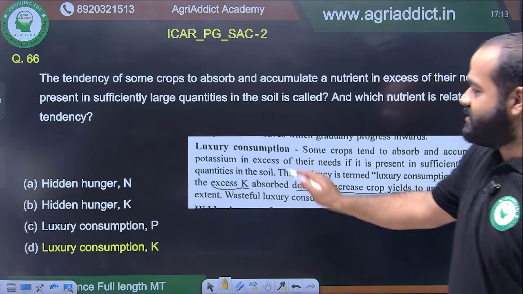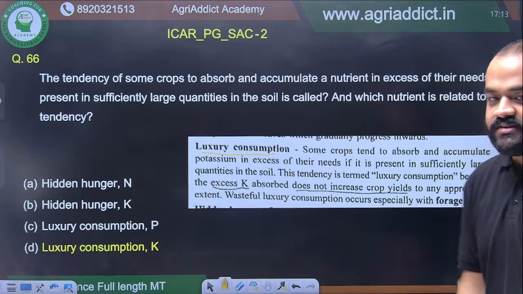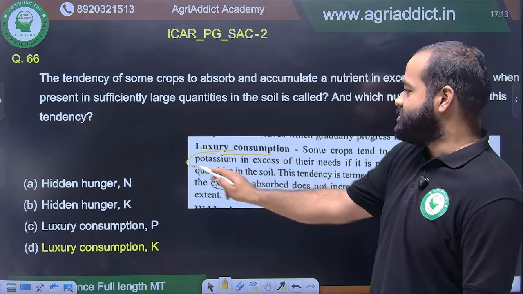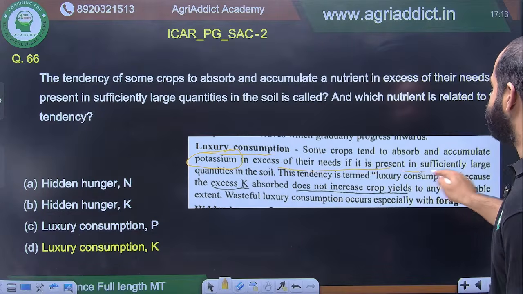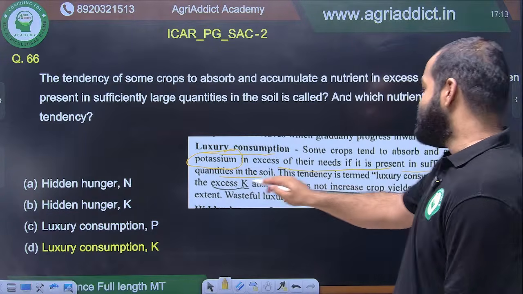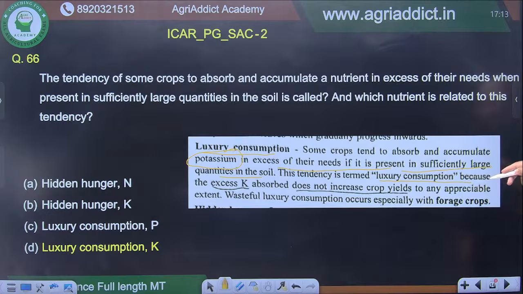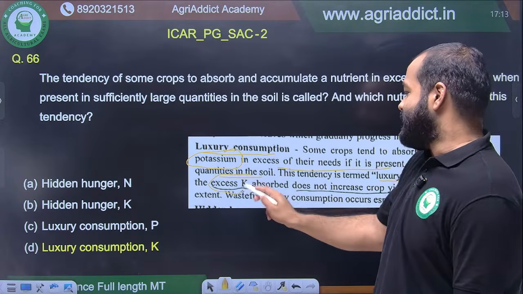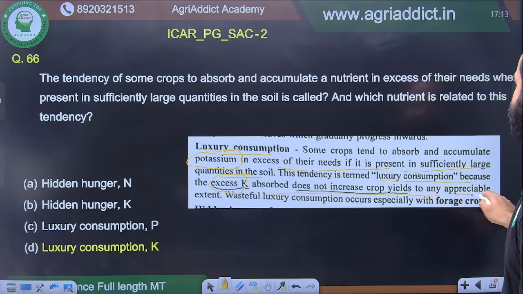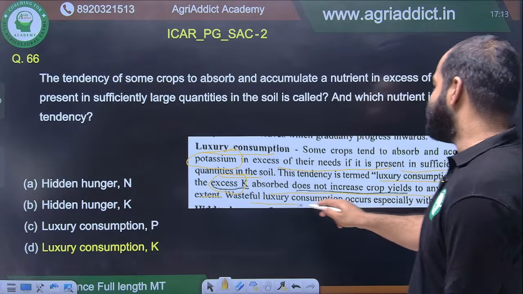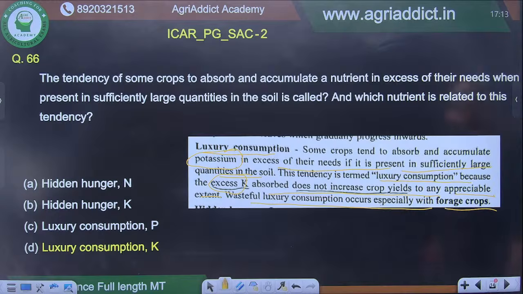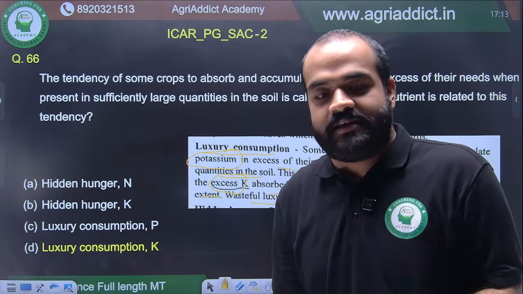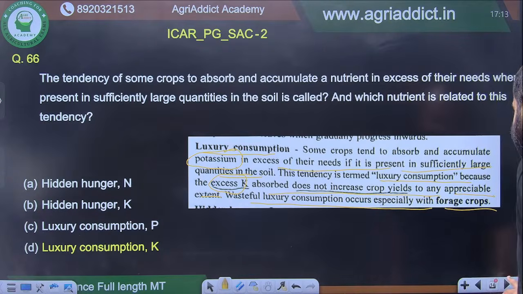This is also called luxury consumption. Every agriculture student knows this. There is nothing new. So some crops tend to absorb and accumulate potassium, the nutrient, in excess of their needs if it is present in sufficiently large quantities in the soil. This tendency is termed as luxury consumption. Why? It is important to know. Because the excess K absorbed does not increase crop yield to any appreciable extent. Wasteful luxury consumption occurs especially with forage crops. So with more absorption there is no toxicity, and yield is also not increasing. So that is luxury consumption.